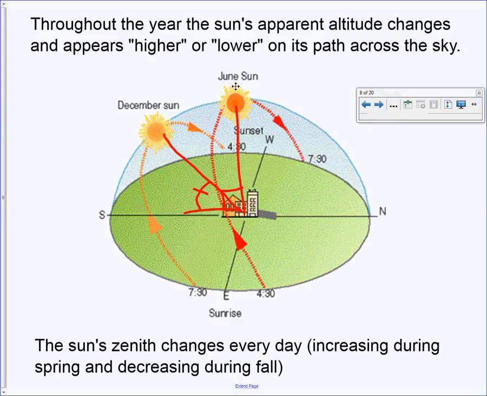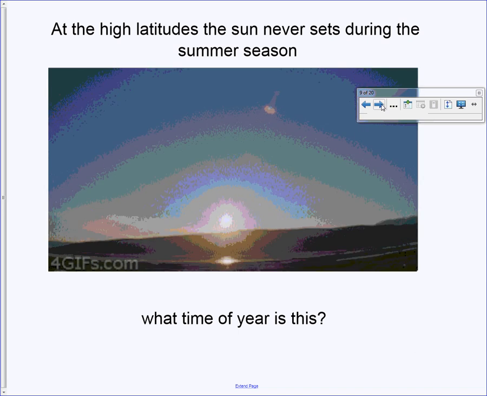But in the June sun, in the summertime, the sun rises north of east, comes across our sky at a very high angle, close to 90 degrees, and then sets north of west. And between December and June, the path of the sun would be in this region. It would just come up and make different arcs across the sky. The sun's zenith changes every day, increasing during spring and decreasing during fall.